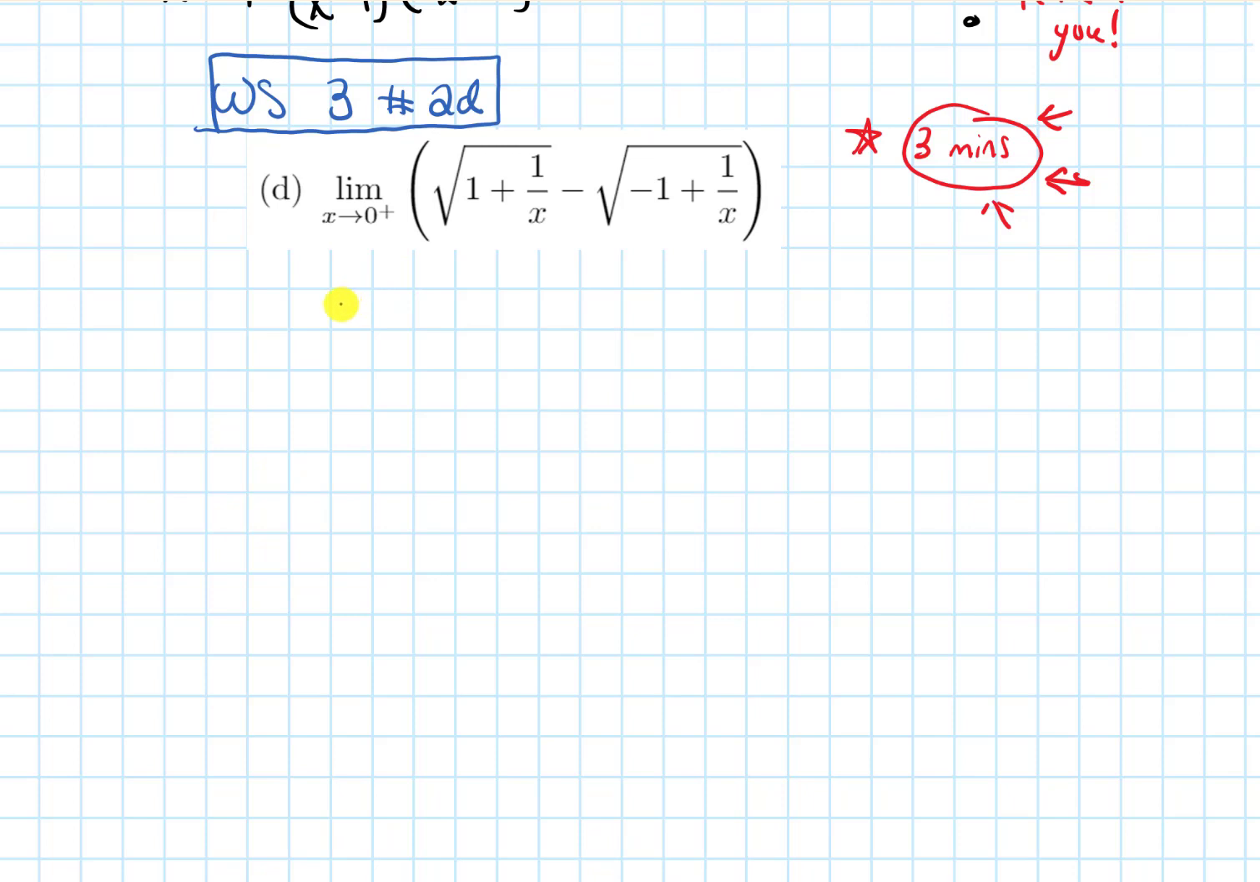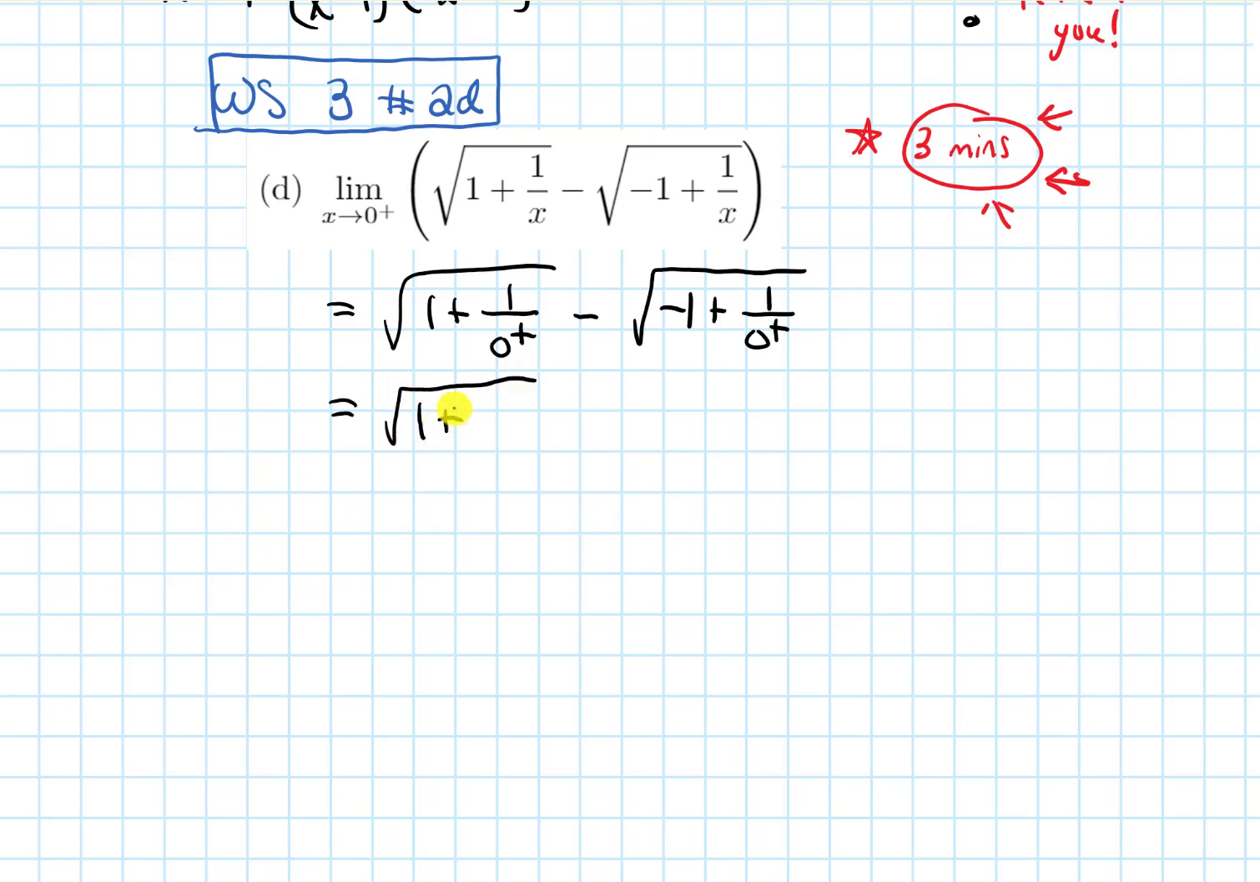So first, I'm going to plug in. And when I do that, I'll get square root of 1 plus 1 over. And instead of just plugging in 0 straight up, I know this is a one-sided limit. And I know at some point I may have to deal with the fact that it's a one-sided limit. So let me just start off by writing 0 plus in the denominator here rather than 0. And then I get minus square root of negative 1 plus 1 over. And same thing here. Let's write a 0 plus in that denominator. So this equals square root of 1 plus.